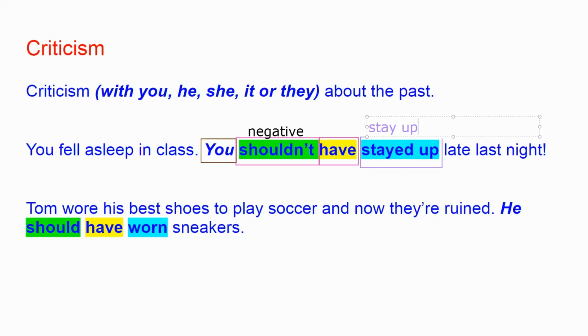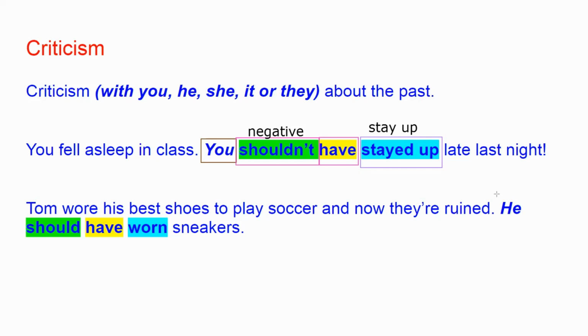So the next example is: Tom wore his best shoes to play soccer, and now they're ruined. He should have worn sneakers. Now, we're expressing that Tom wore his best shoes. Tom utilizó sus mejores zapatos elegantes para jugar fútbol y ahora se dañaron. Aquí estamos haciendo una crítica: no debería haberlos utilizado, debió utilizar zapatos deportivos.